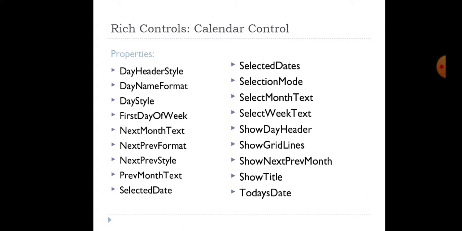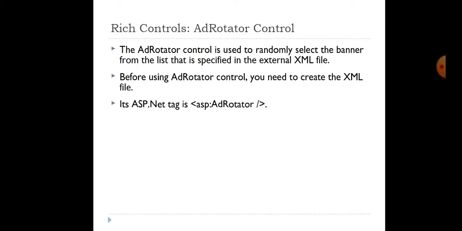Okay, got it, students? It consists of some properties like CellPadding and so on. The next and previous cells also have some properties. It has only one event, that is SelectionChanged. After that, we are going to discuss the ad rotator control.